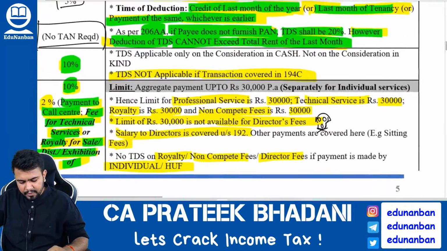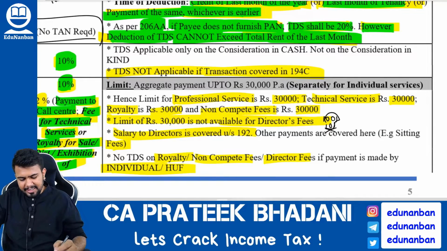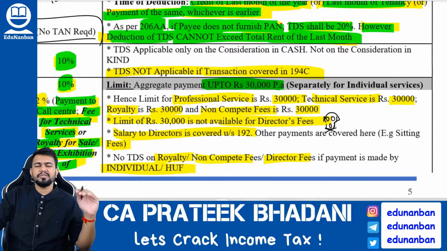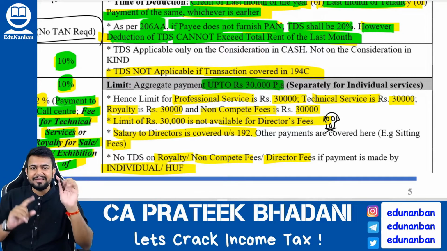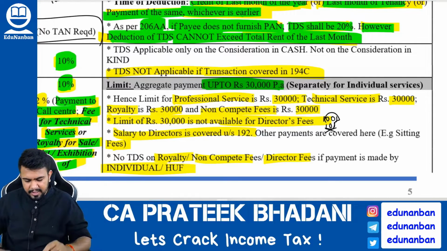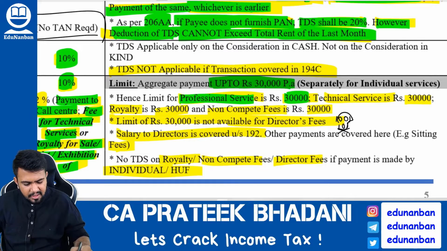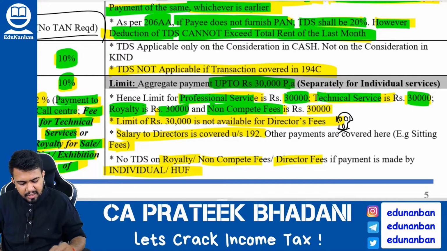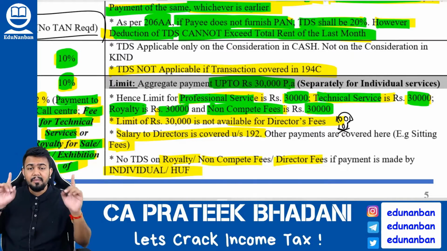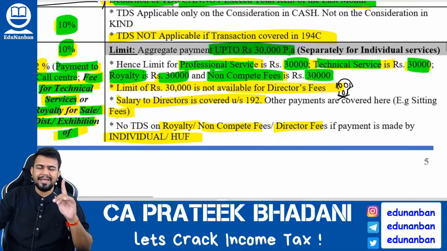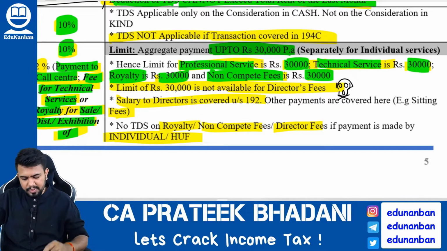Okay. Now, what is the limit of TDS? The limit of TDS is 30,000 per annum. So up to 30,000 per annum, no need to deduct the TDS. If it is more than 30,000, deduct the TDS on entire amount. However, be very careful. This 30,000 per annum is a separate limit for each and every type of category. Okay. So for professional service, the limit is 30,000. For technical service, the limit is 30,000. For royalty, there is another limit of 30,000. Then for non-compete fees also, there is another limit of 30,000. But for director fees, there is no limit. For director fees, there is no limit. So even if 1 rupee director fee is given, TDS has to be deducted on that 1 rupee also.